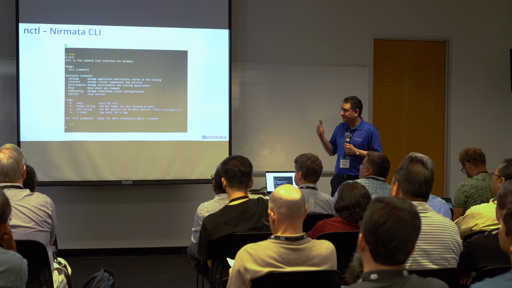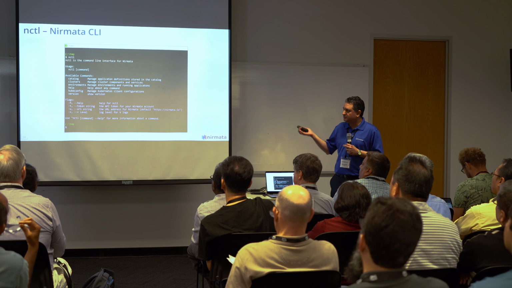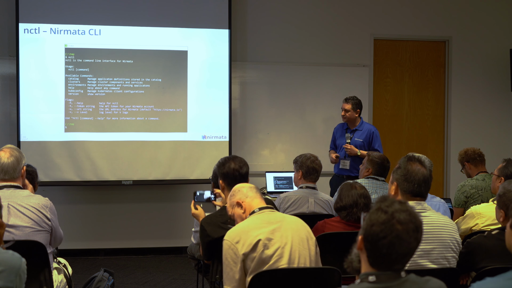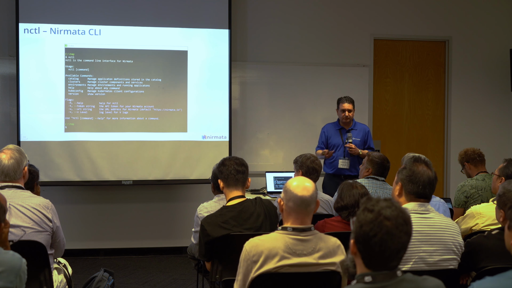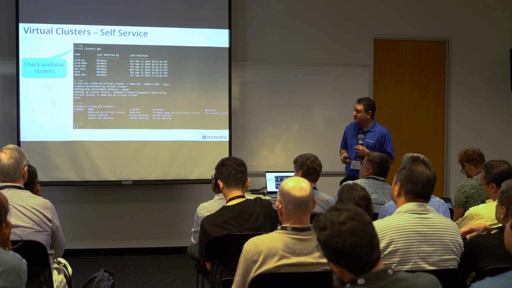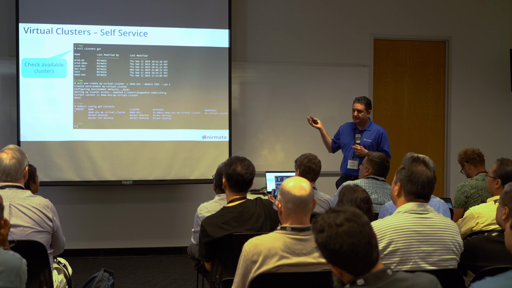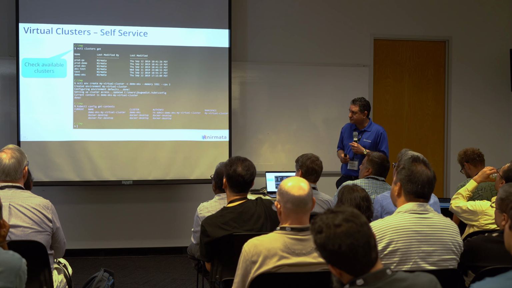So we have NCTL, which is our command line. The main abstractions in Nirmata, you can think of, you have a catalog for your teams, or you can have catalogs for different teams. You have clusters, you have environments. Environments are what will map to virtual clusters. So really the idea here is, now if I am a developer, I can see which clusters I've been given access to. Here I see the list of clusters I have.